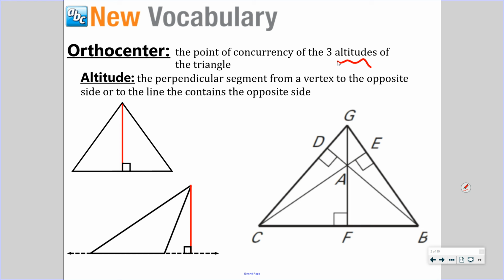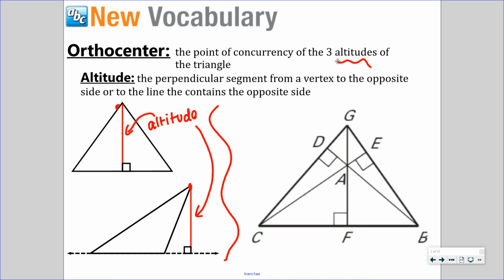Or another way to think of it in a triangle is like the height of the triangle. Okay? So these all right here are examples of altitudes. That's an altitude from this vertex to the opposite side. From this vertex, if I have an obtuse triangle, that right there is the altitude. So obviously, these can lie outside the triangle. Look at that altitude, for example.